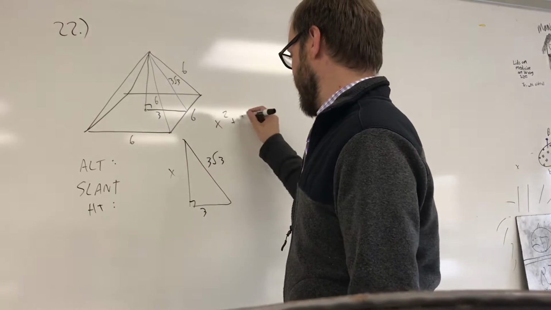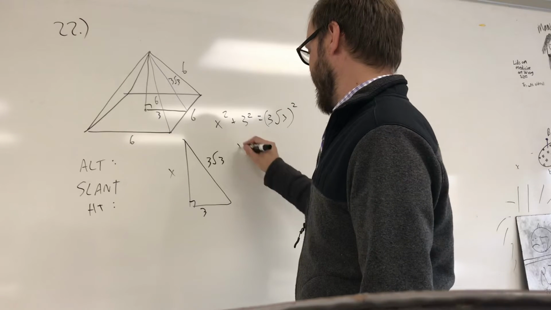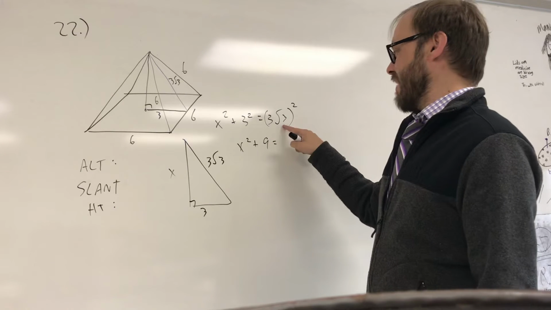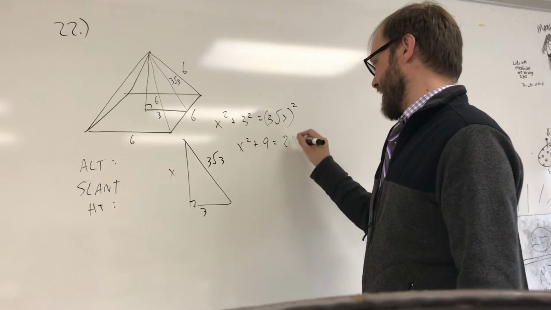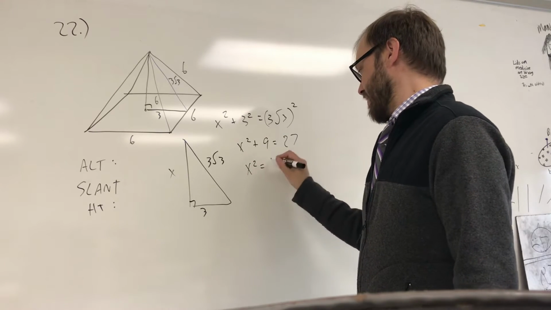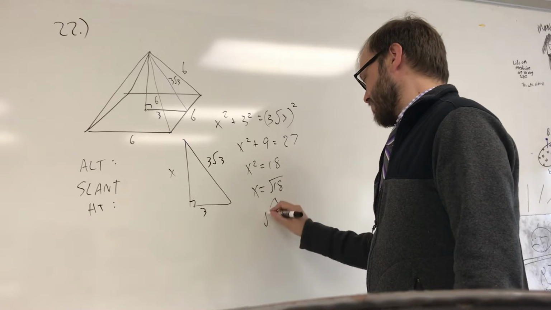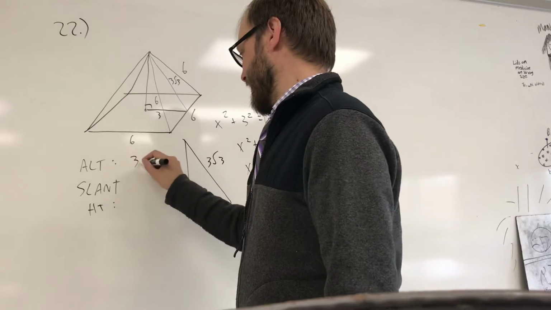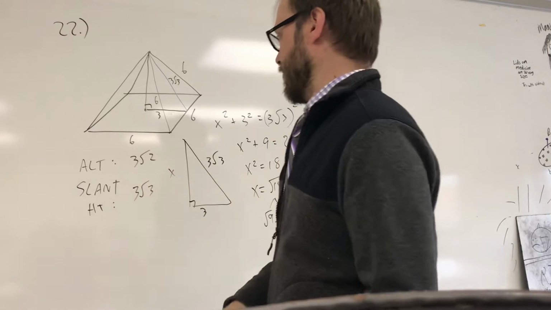x squared plus 3 squared is equal to 3 radical 3 squared. That's x squared plus 9 is equal to, 3 squared is 9, radical 3 squared is 3, 9 times 3 is 27. So we get x squared is equal to 18. Square root of 18 breaks down to the square root of 9 times the square root of 2. 3 radical 2 looks like it's going to be our altitude, with the slant height being 3 radical 3.